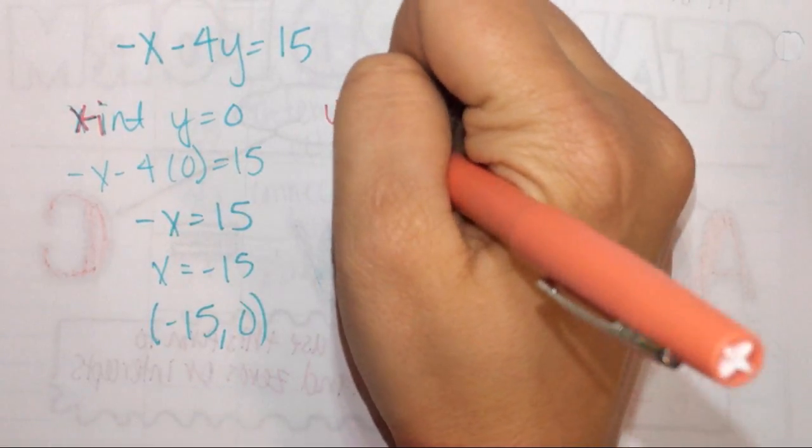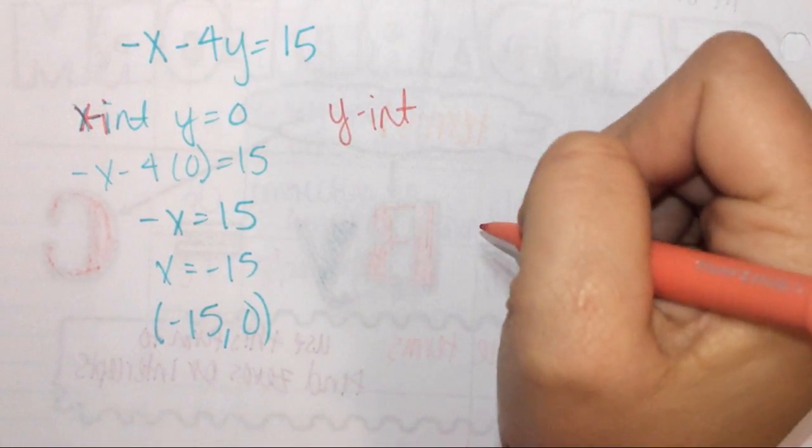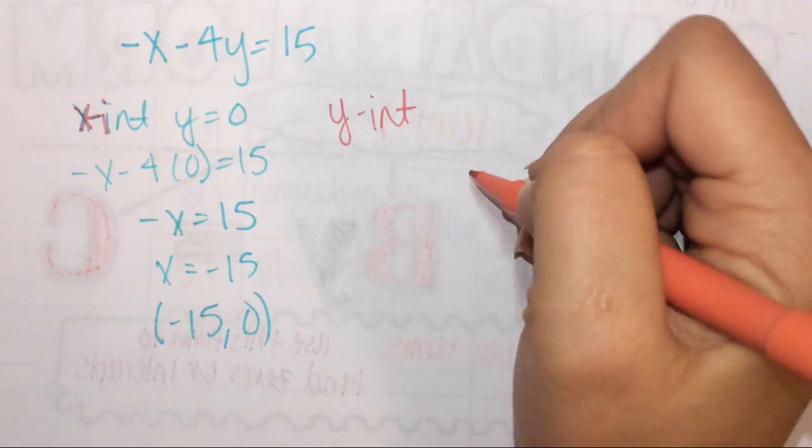Now, let's find our y-intercept. So on our y-intercept, what does x equal? 0. Good.